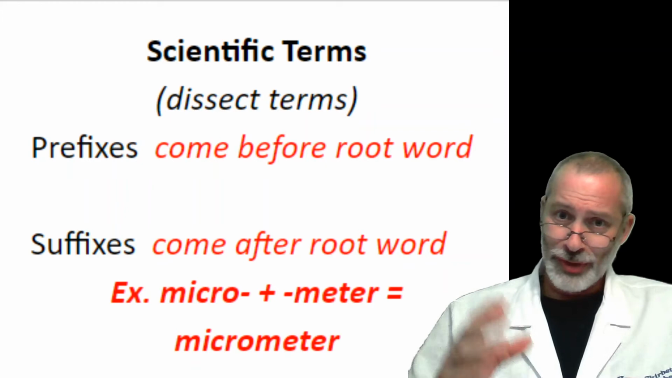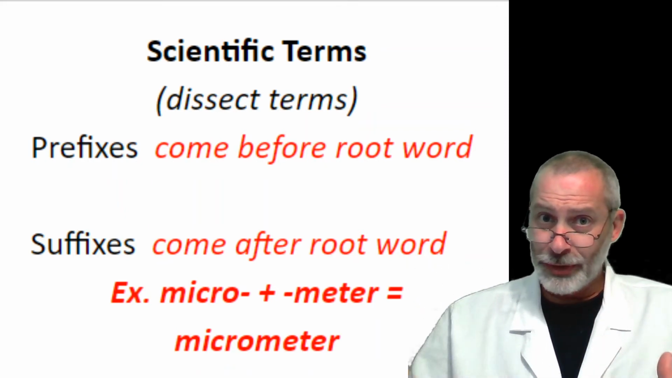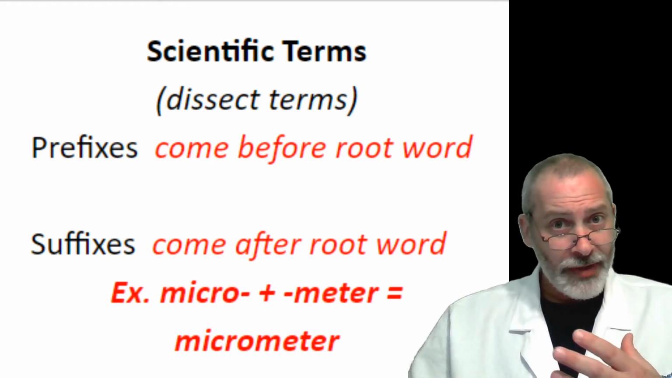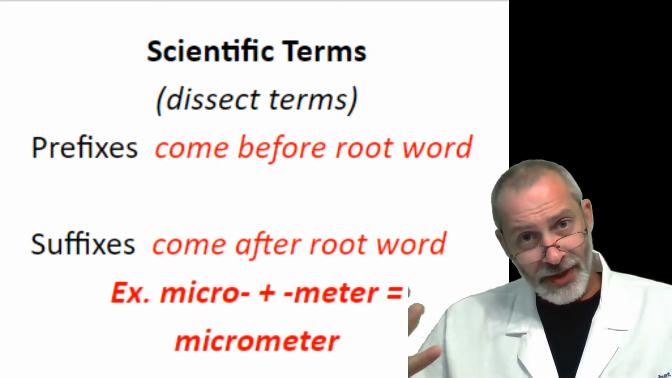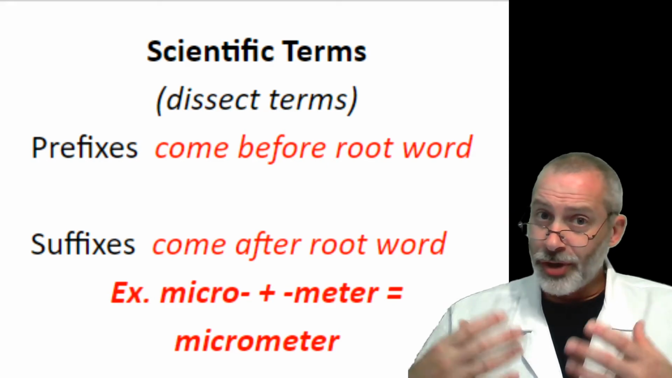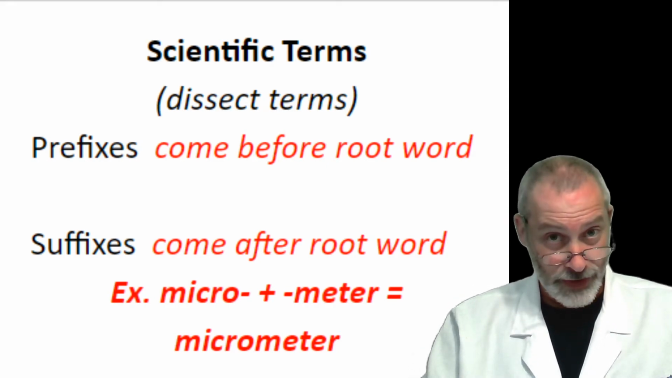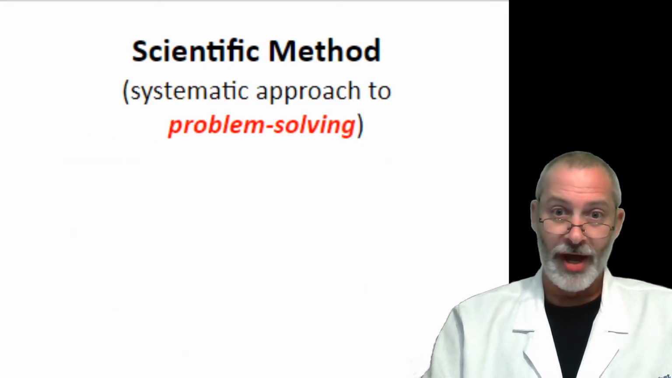All right, so hopefully you get the idea. In science, you're going to encounter many different words. If you look at the different parts of these words, if you know the meanings of certain prefixes, certain suffixes, you can piece them together, and your understanding of terms will be greatly increased. All right, very good. So let's move on.